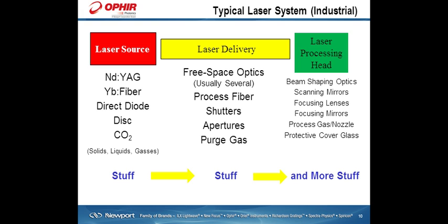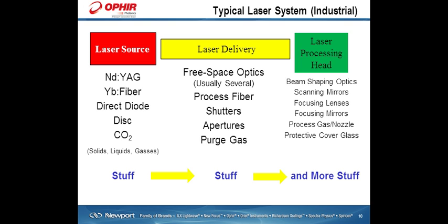So let's talk about a typical laser system. Again, we're primarily focused on industrial lasers. I've got a really crude diagram here, so bear with me. First of all, you've got the laser source. The laser source is going to be an Nd:YAG, a fiber, a direct diode, a disc, or a CO2. Lots of different laser sources out there. These are just some examples. Solids, liquids, and gases are all used to make a laser source.